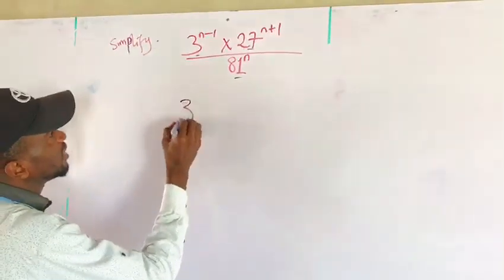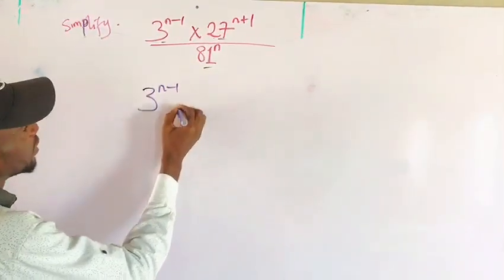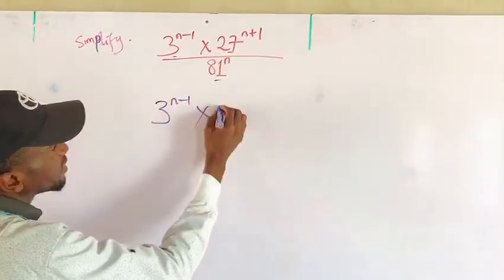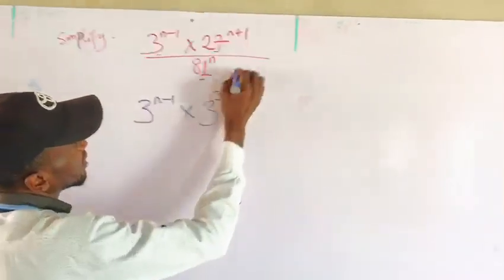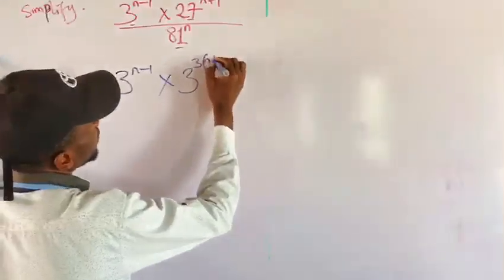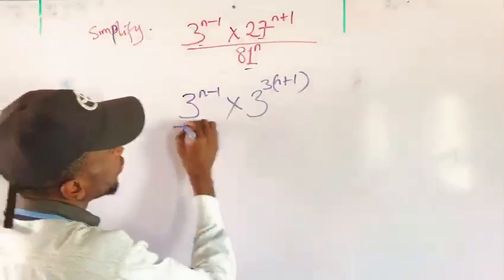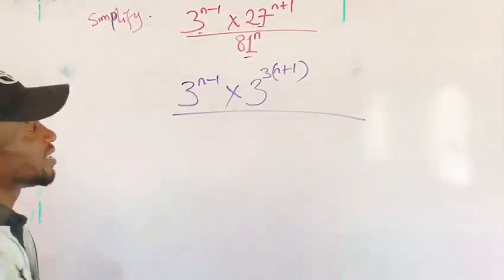This is 3 raised to the power of n minus 1 multiplied by 27. 3 raised to the power of 3 is equal to 27. Then this, n plus 1 close your bracket, over 81 is 3 raised to the power of 4.